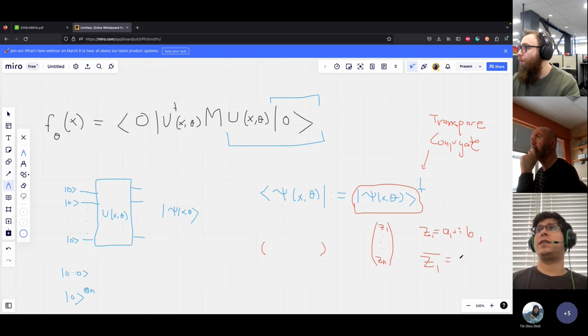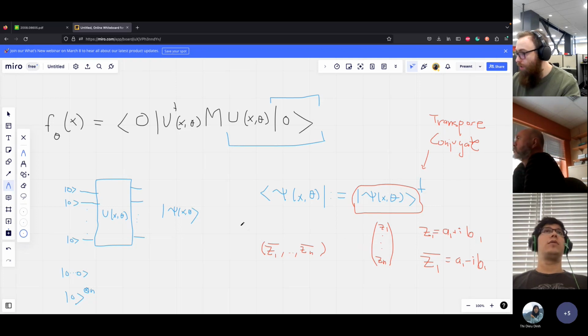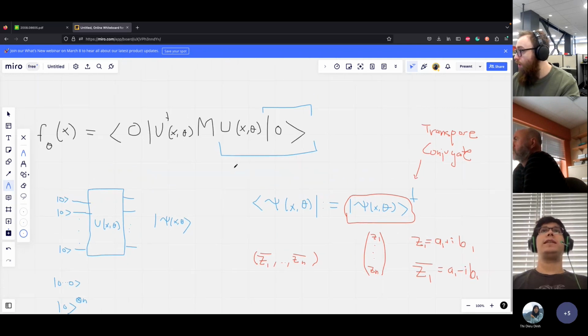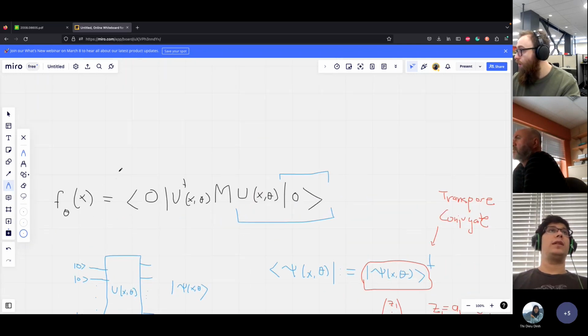This is just changing the sign, so it's A1 minus i B1. So I did the transpose. Now this column vector is a row vector, and each element is replaced by its conjugate. So C1 bar all the way to Cn bar. Okay, good.